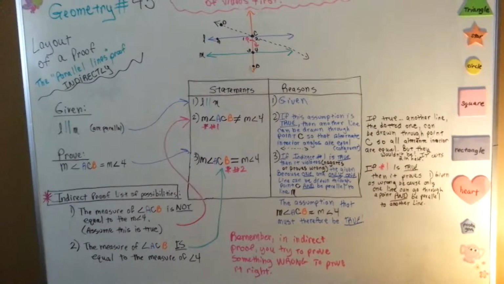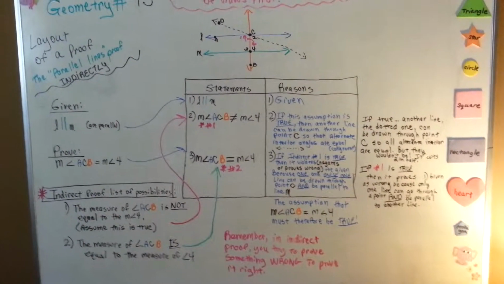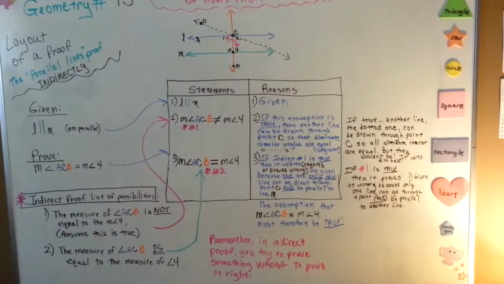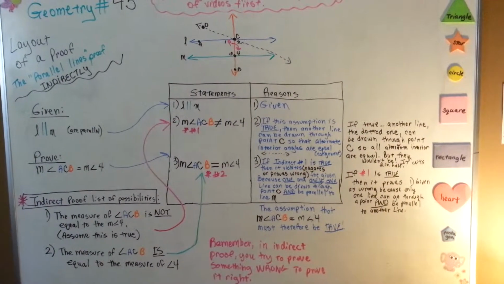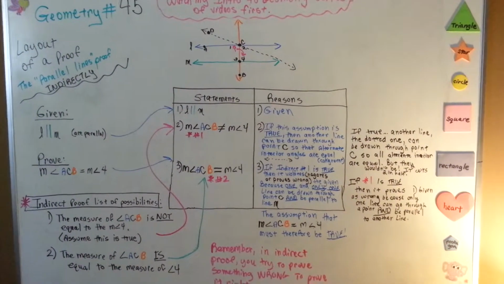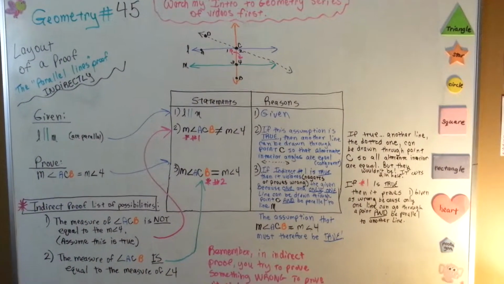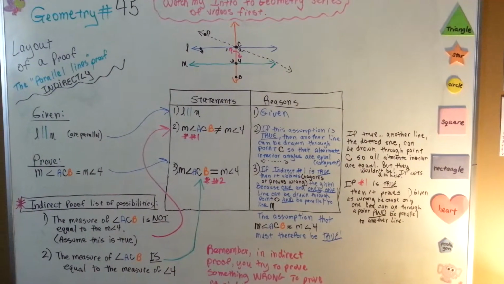So this is the layout of a proof for a parallel lines proof that is proven indirectly. In our next video, we're going to be doing if-then statements. Those are conditional statements, and we'll be doing proofs for conditional statements.